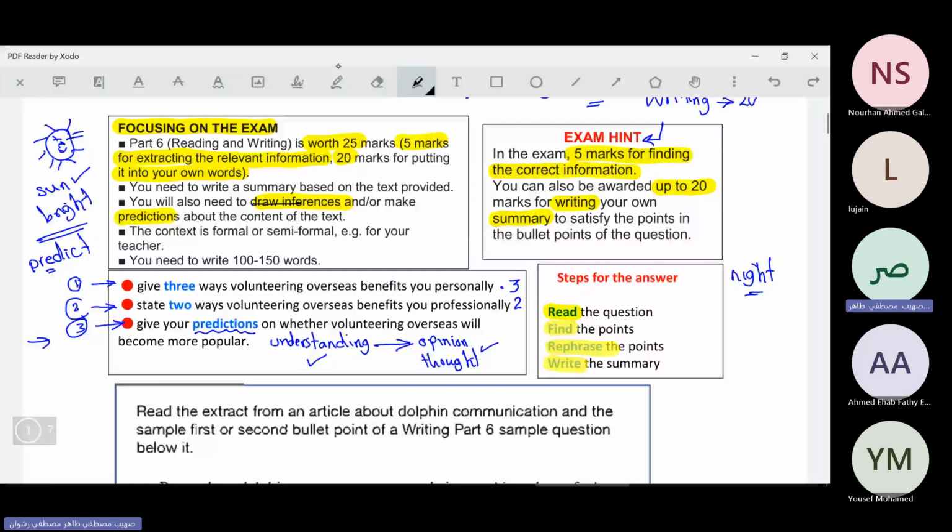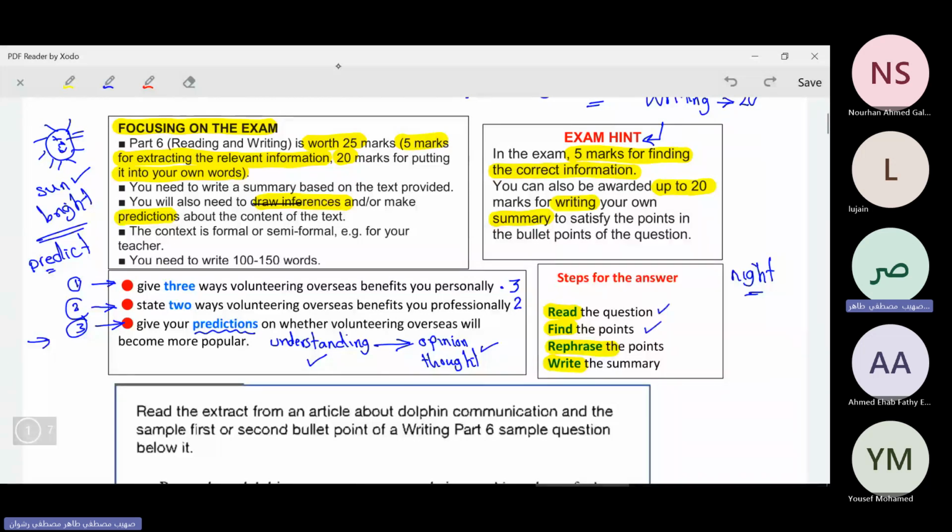Number one, you will read. Read what? You will read the question. Before reading the text, you will read the question. Why? Because I must know what I'm going to look for in the text, what facts I'm searching for. Don't read randomly. So read the question first, the same as we did right now. We read the questions, so we are now skillful at identifying what we are going to look for in the text. Then, after I read the question, I must find the points.